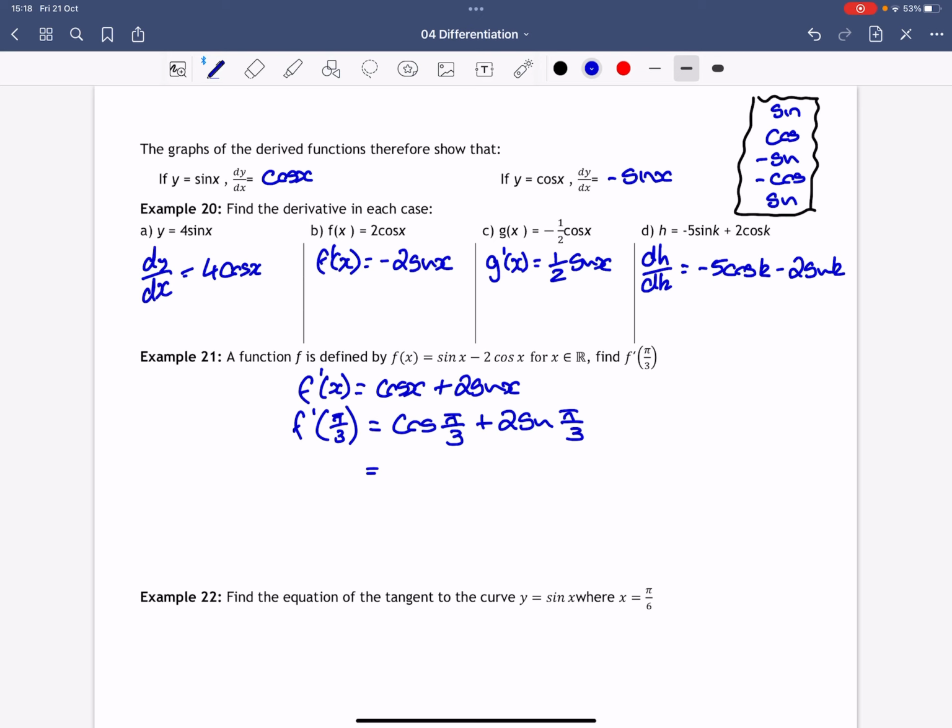So that's going to give me, let me just type it into my calculator just now. Cos of pi over 3 plus 2 times the sine of pi over 3. And that gives me 2.23. Okay.